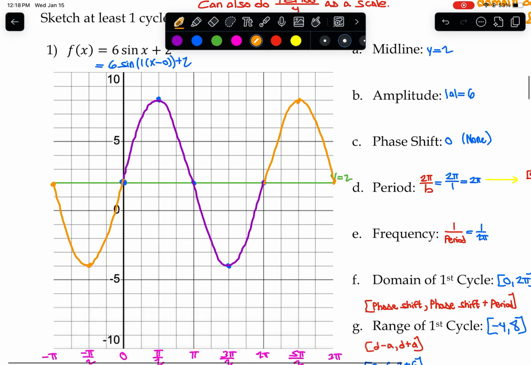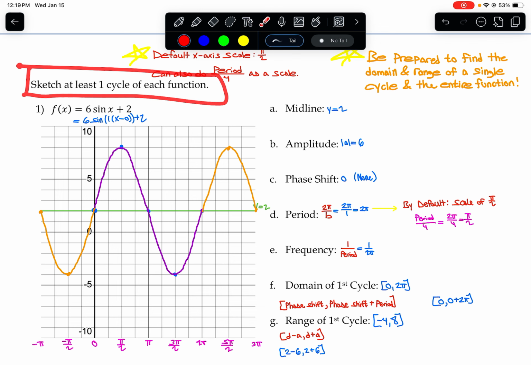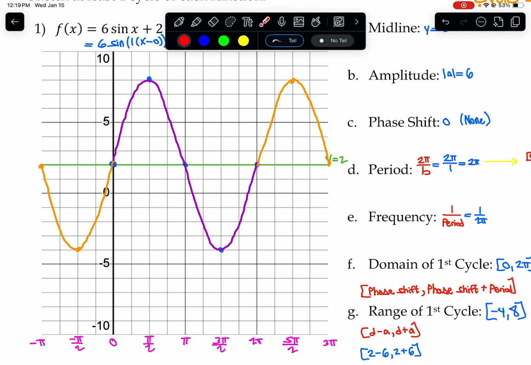And it should all connect really nicely. So what's in purple is what's non-negotiable. You have to draw and sketch at least one cycle of your function. Anything more is definitely encouraged, but not required. So what I have in purple, that's the bare minimum.